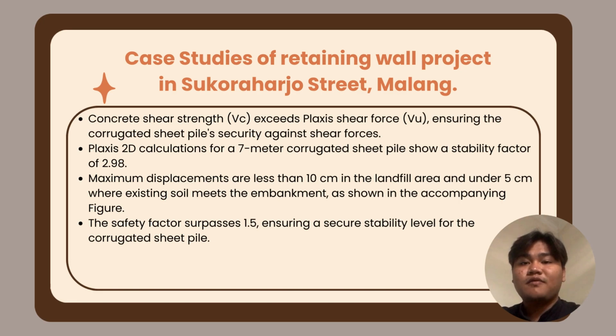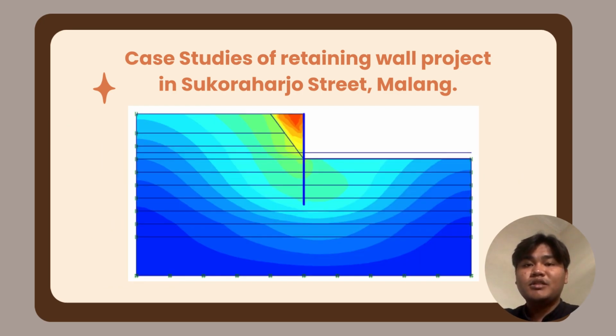Plaxis 2D calculation for the 7 meter deep corrugated sheet pile shows a stability factor of 2.98, and it surpasses the safety factor of 1.5, ensuring a secure stability level for the corrugated sheet pile. This figure shows the maximum displacement is less than 10 cm in the landfill area and under 5 cm where existing soil meets the embankment.